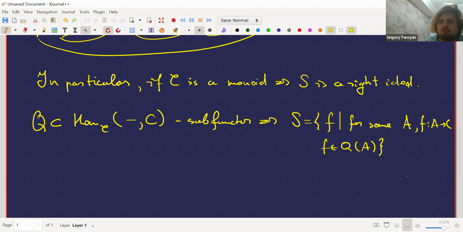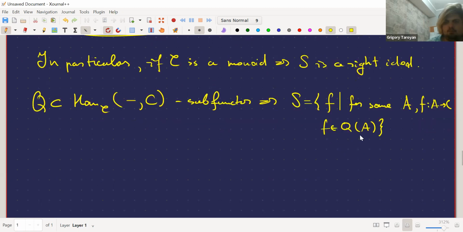Oh no, it's fine, because Q is a subfunctor inside this home functor, and so Q of A is precisely a certain distinguished subclass of morphisms, and so it defines the sieve on C. So that's the construction.